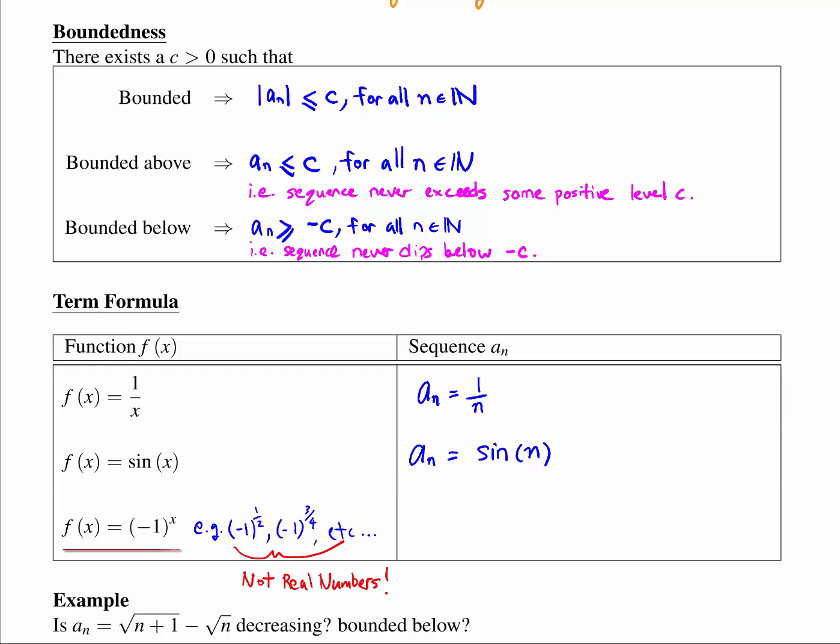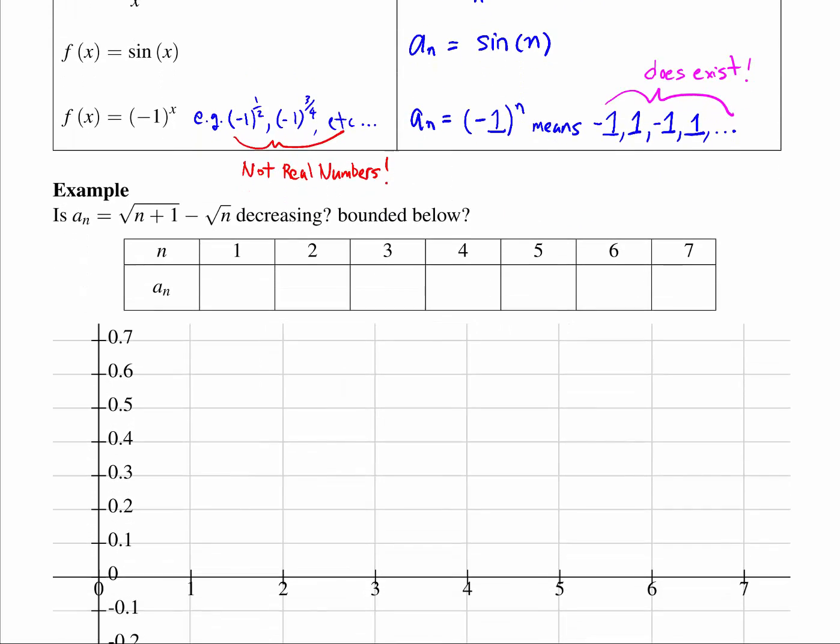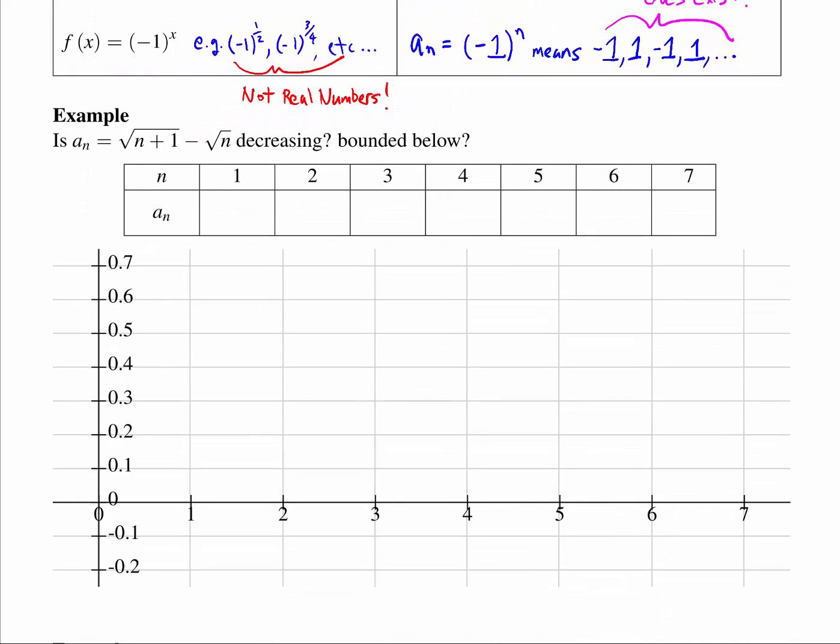But because of the discreteness of the domain, the sequence a_n equal to (-1)^n, which means -1, 1, -1, 1, does exist. With the term formula, we can precisely specify a sequence and answer interesting properties about it. For example, what about the sequence a_n equal to the square root of n plus 1 minus the square root of n? Well, that's a function of n.